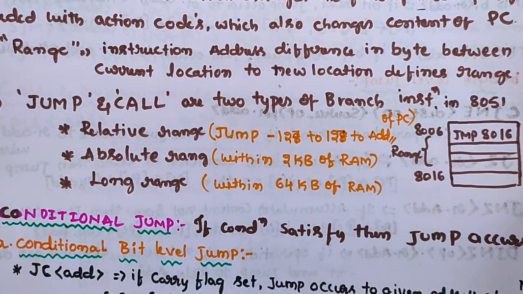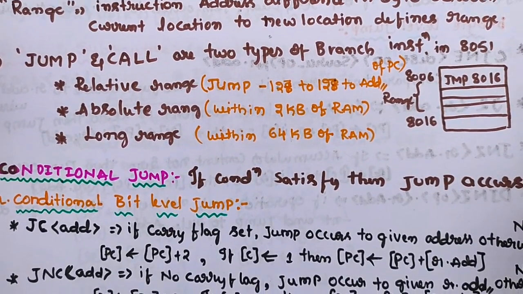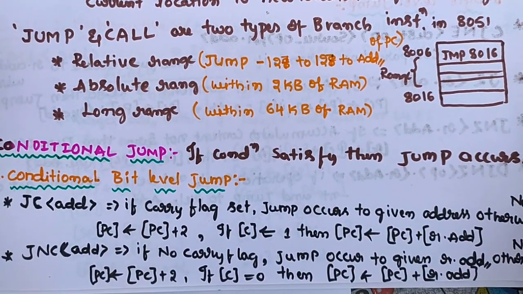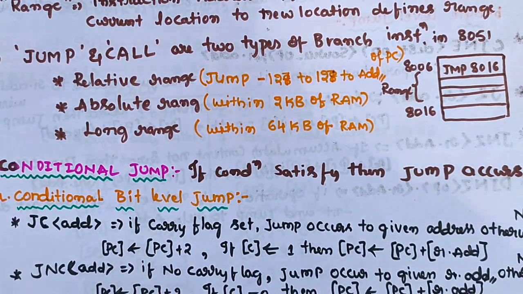So let us come to the conditional jump instructions. First we'll start discussing the jump instructions. Two types of jump instruction you can see in 8051, that is conditional jump and unconditional jump. Conditional jump is nothing but if the condition is true then the jump will occur, otherwise it will go to the next instruction.